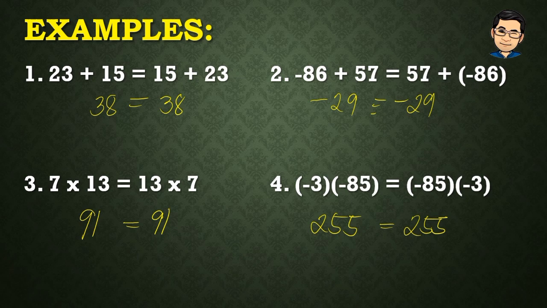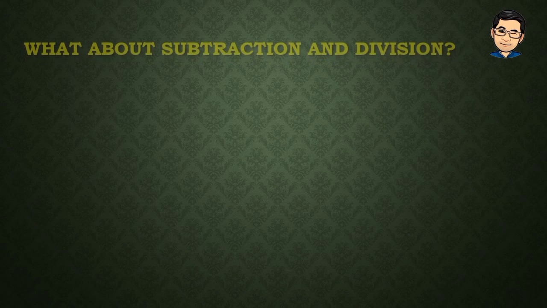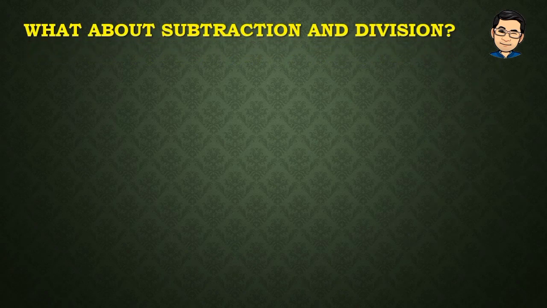So, ayan, as you can see, nabago man yung mga orders ng addends and factors, hindi naman nagbago yung sum and product. So, kung natatandaan nyo kanina, diniscuss ko lang yung commutative property under addition and multiplication. Hindi ko sinabi yung subtraction and division. It's because hindi po kasi applicable ang commutative property under subtraction and division. So, ipapakita ko sa inyo kung paano hindi naging applicable yung subtraction and division.